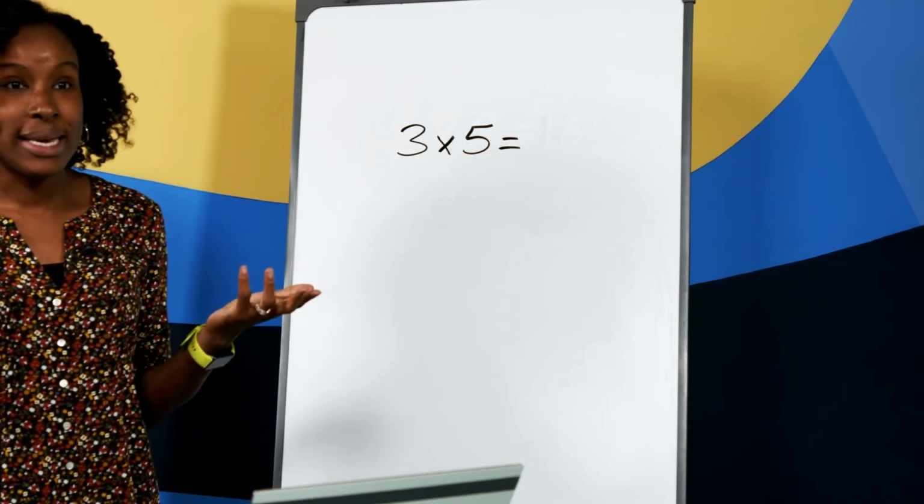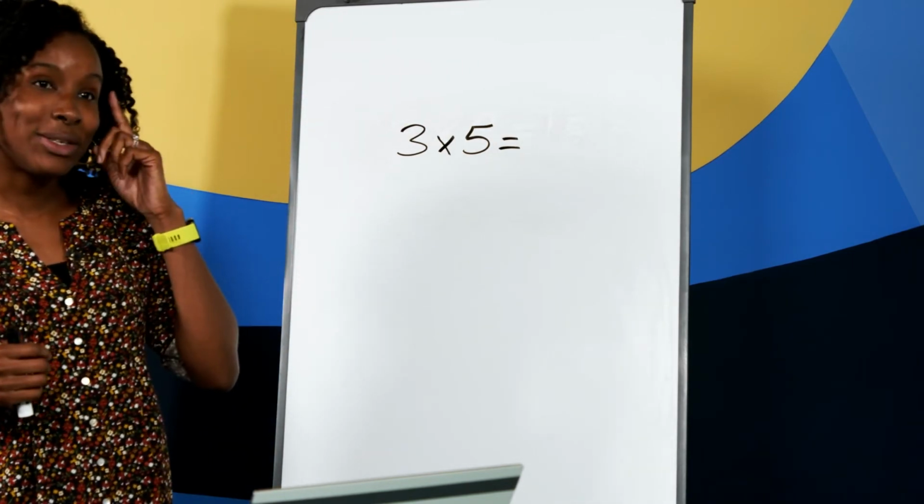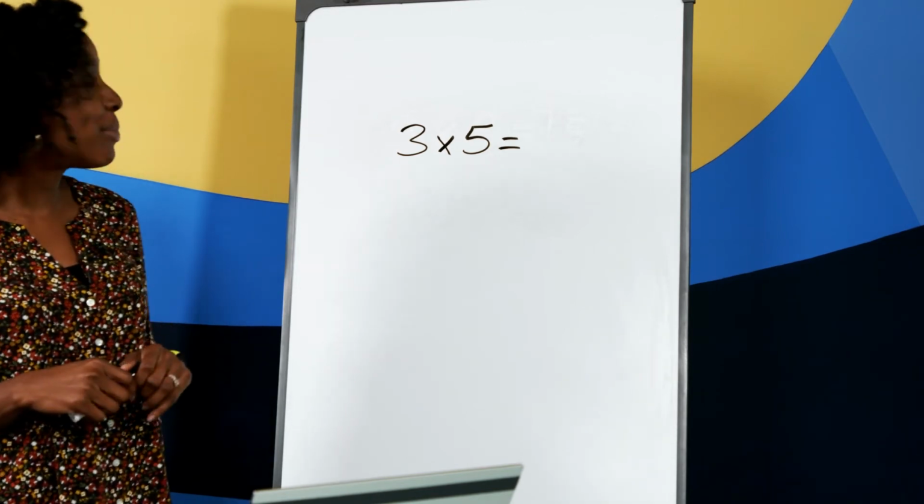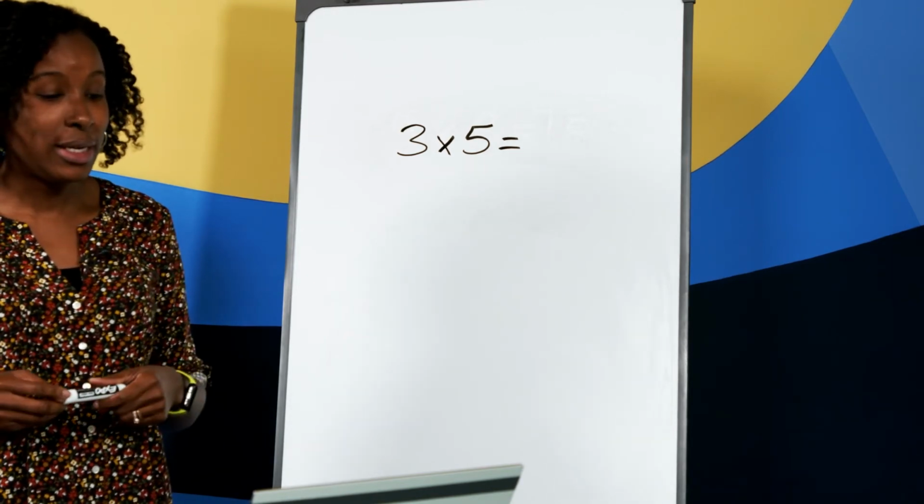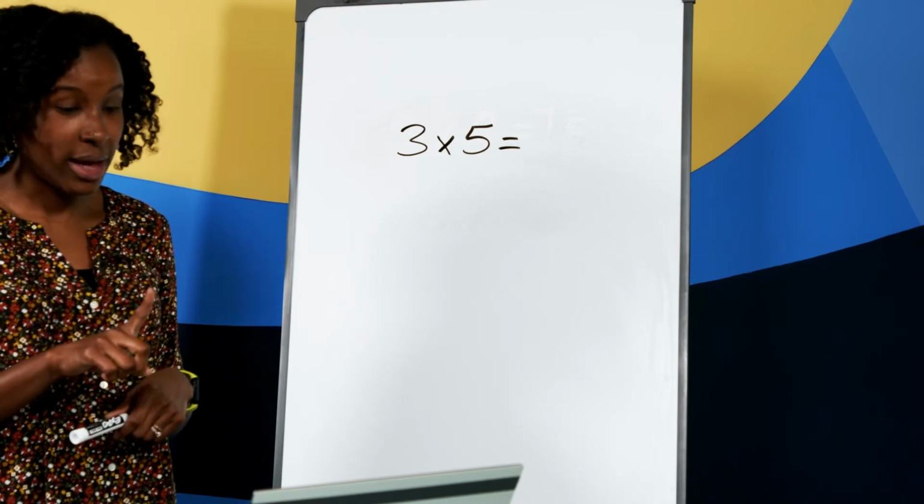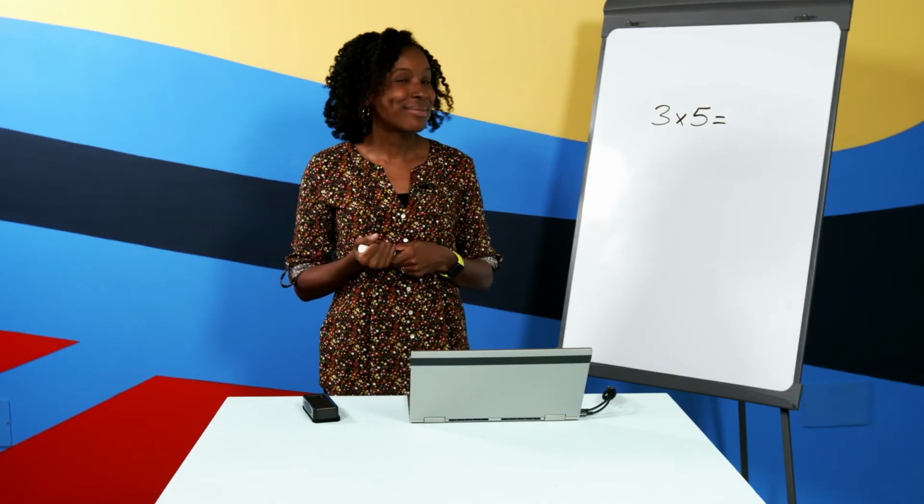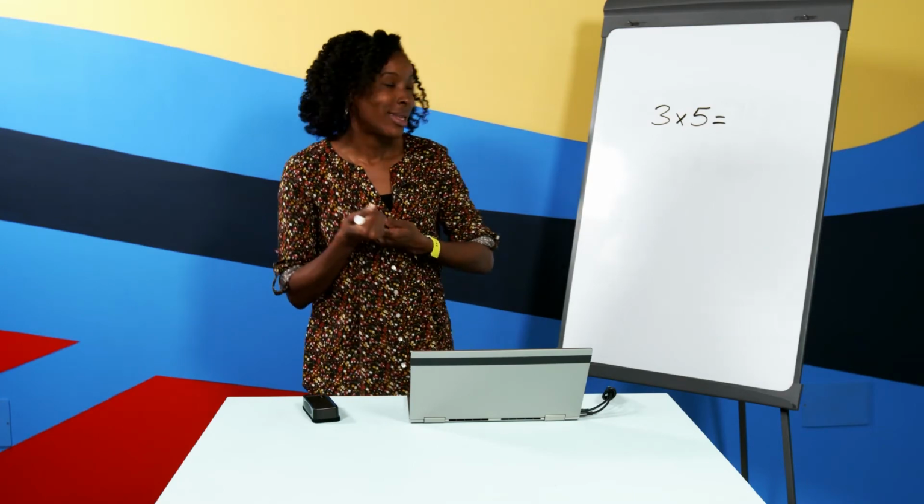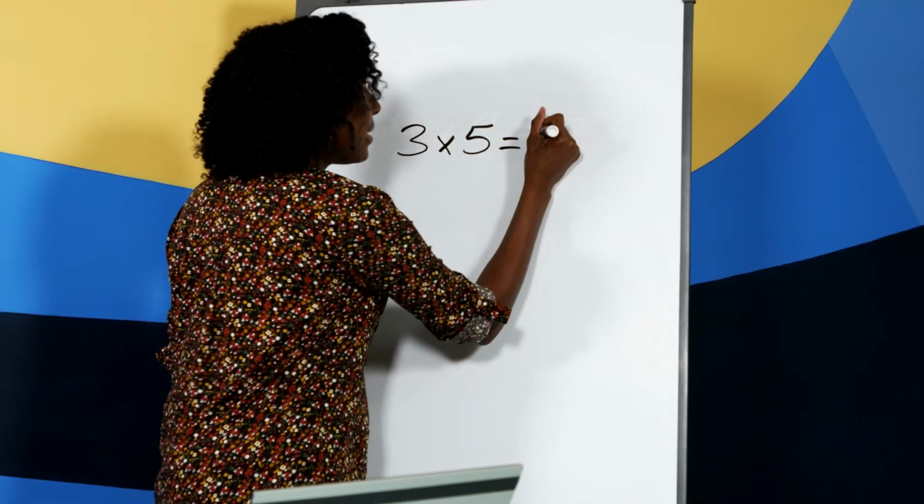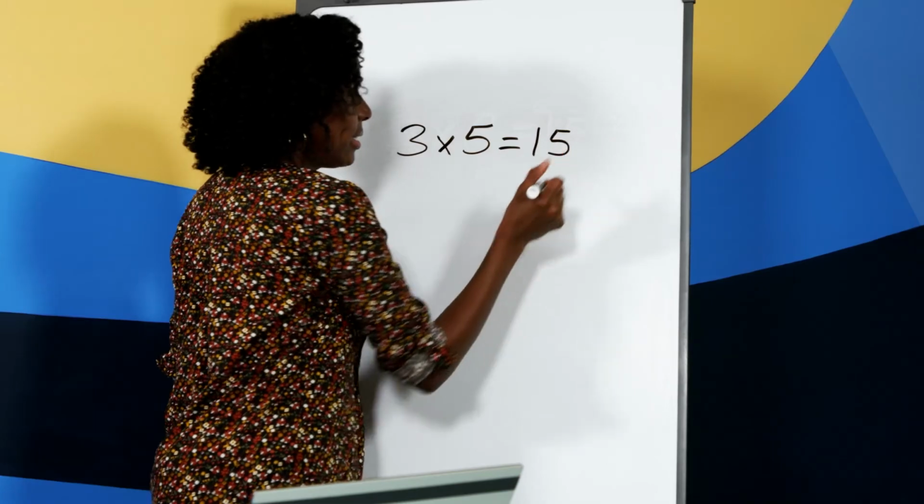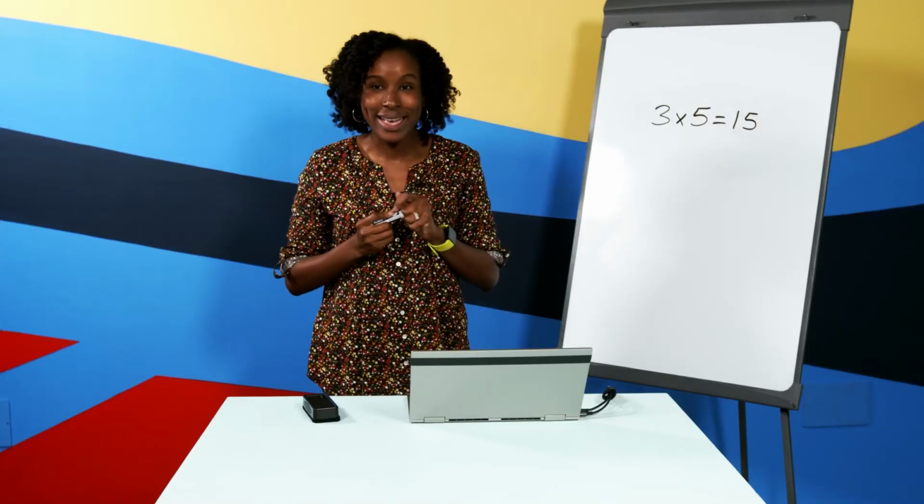Once again, you can skip count. You can practice those facts if you've already got them in your brain. Or you can do some repeated addition, adding 5 plus 5 plus 5. If you solve that correctly, you should get 15. And I'm sure you did. Excellent job.